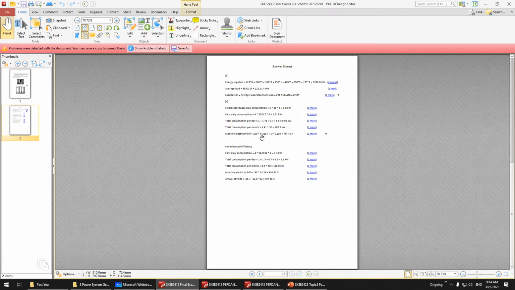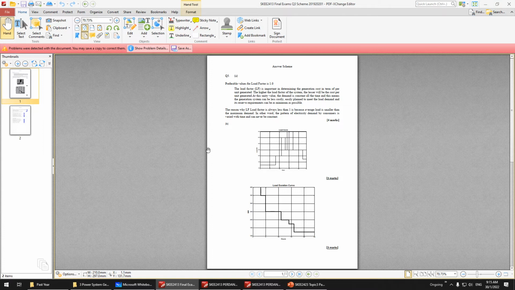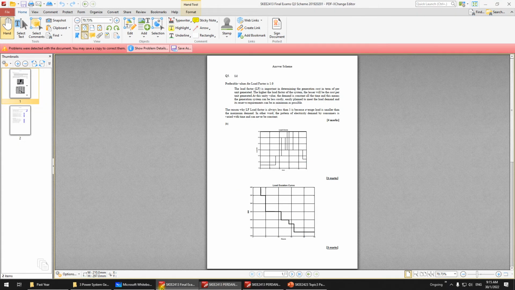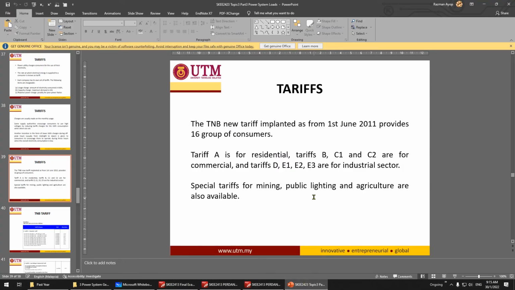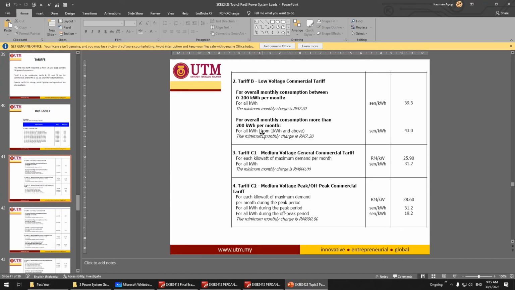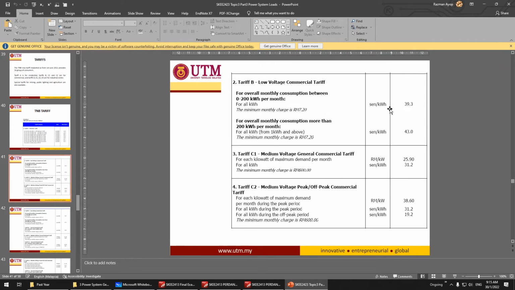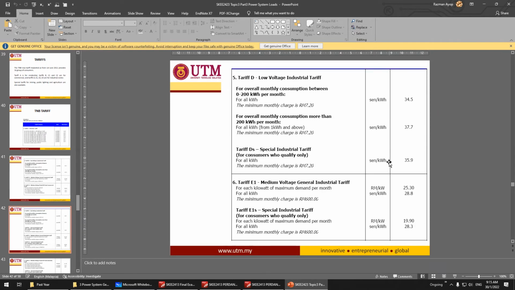Make sure you know how to do this one. Total consumption, basically something like assignment 1. Make sure you know how to do this. The surcharge, and what else? The tariff. Make sure you know tariff B, tariff C1. This one is usually given, no need to worry, but make sure you know how to use this tariff.